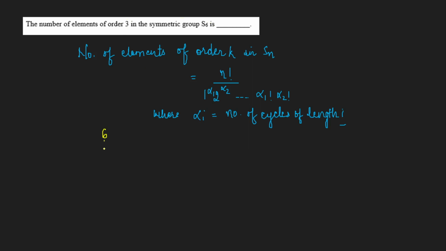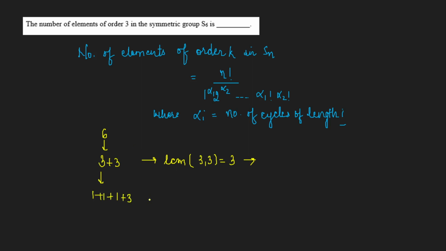So if I take the partition of 6 as 3 plus 3, I'll get LCM of 3, 3, which is 3, right? So I have here elements of order 3, right? And αi is equal to here 1, 3 square, that means 2. Okay, so next we have another partition, which is 1 plus 1 plus 1 plus 3.